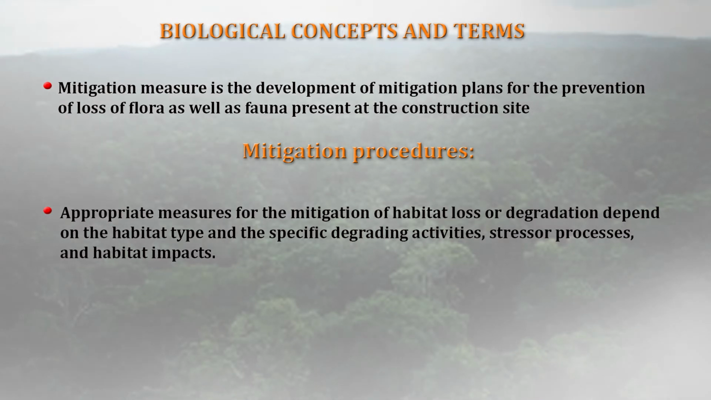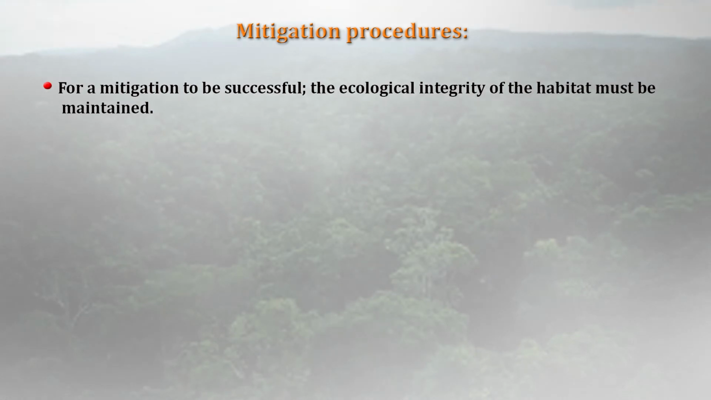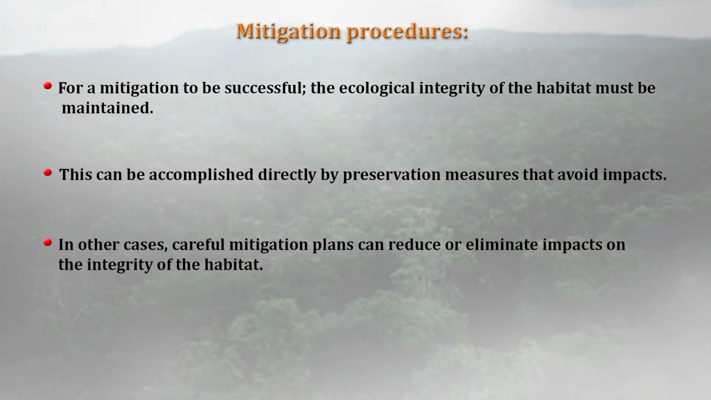And the appropriate measures for the mitigation of habitat loss or degradation all depend upon the habitat type, the specific degrading activities, stress processes and habitat impacts. For a mitigation to be successful, the ecological integrity of that habitat also should be maintained. This can be accomplished directly by preservation measures that avoid impacts. In other cases, careful mitigation plans can reduce or eliminate impacts on the integrity of the habitat.